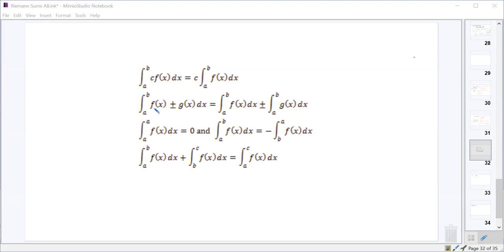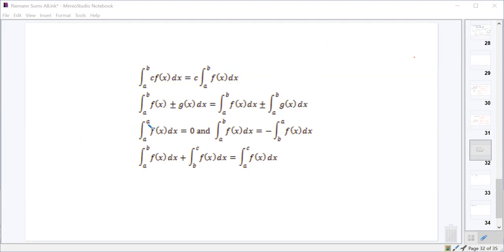Second, if I have an integral from a to b of f plus g, then that should be equal to the integral from a to b of f plus the integral from a to b of g. Good with that? I can separate one integral that's got two functions. Like if I had x squared plus x, I could change that into just x squared and then just plus x for each integral. Good or no? Good.